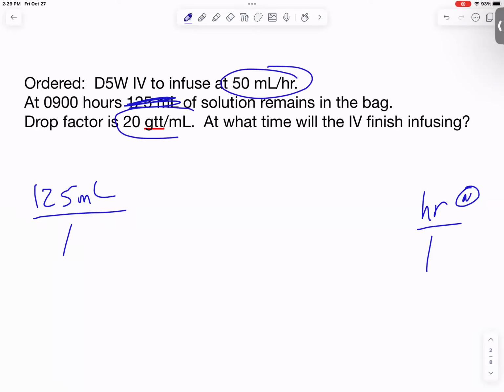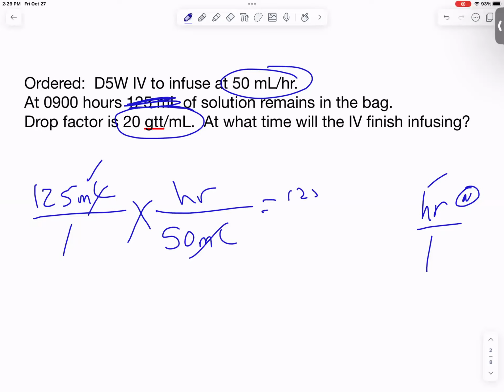This has no time in it. It's just telling me drops per milliliter, what drop factor the tubing has. So I need to use something with time. So how do I get rid of milliliters and get to hour? I use 50 milliliters an hour. And that, my friends, is it. You do the math. So 125 and then divided by 50.